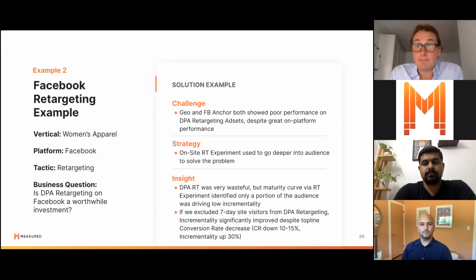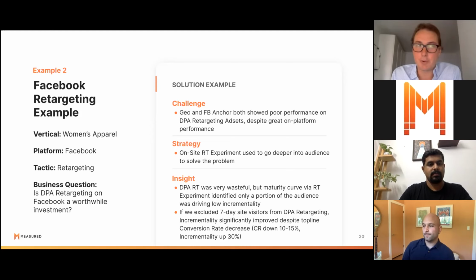So as I said, DPA retargeting for this brand looked insanely good on platform, just seeing conversion rates that are off the charts and almost unbelievable. So they came to us and said, look, we want to validate that this is actually real. If we're going to take this literally, we're going to spend all our budget on this one tactic, and that seems wrong. So that's exactly what we did. We ended up running a geo test for just DPA. We also paired that with a Facebook anchor test that Ron just walked through.